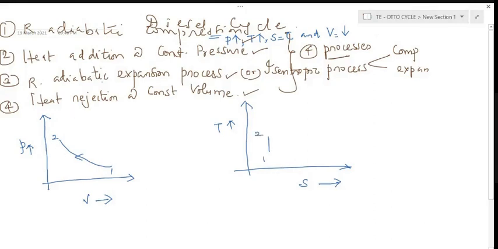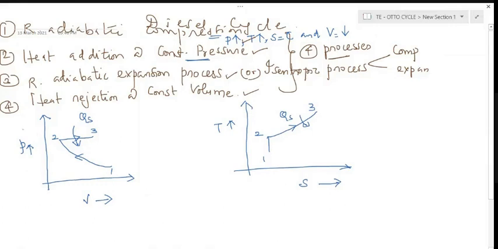The second process is heat addition at constant pressure, so we can plot like this. The process between 2 and 3 is a constant pressure process. Since the process is at constant pressure, heat is added continuously to the system. Because of the addition of heat, temperature definitely gets increased, so we can plot like this. Here also, because of heat addition, temperature increases.